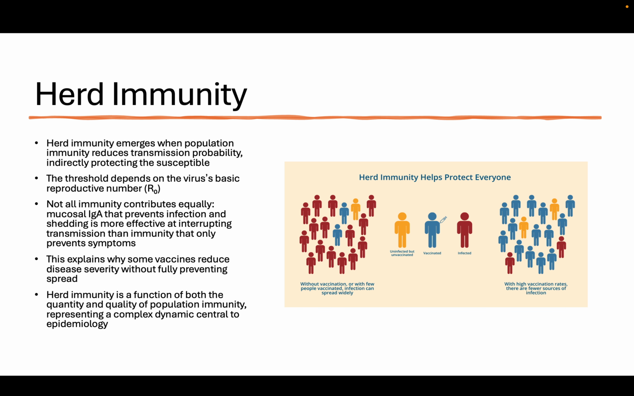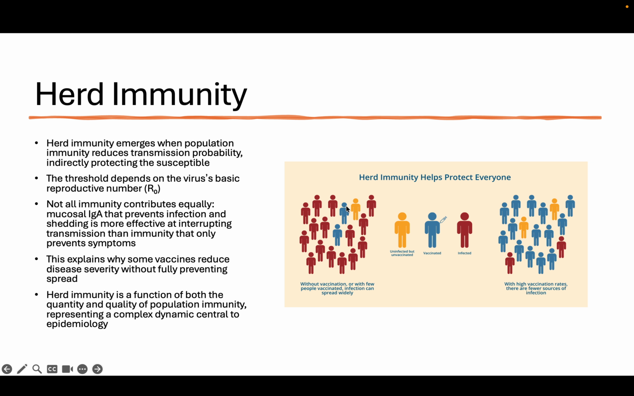One thing that is also super important with antibodies is they really help us with herd immunity. So what is herd immunity? Herd immunity emerges when population immunity reduces transmission probability. This basically means that because you have a lot of people that are immune, they really will give you some sort of protection.